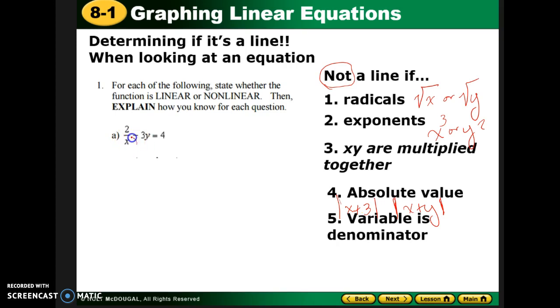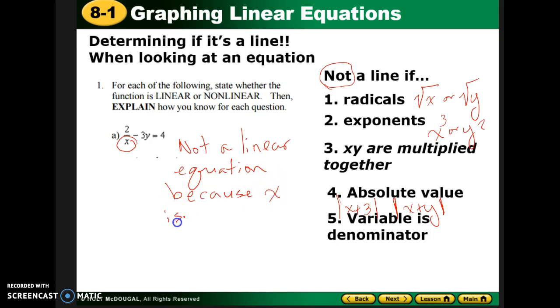So right here we have x in the denominator, so this is not a line, not a linear equation, because there's a variable in the denominator, because x is the denominator. Okay? So that's an easy way to see if the equation is going to be a line. Those 5 things: radicals, exponents, x and y multiplied together, absolute value, and a variable in the denominator.